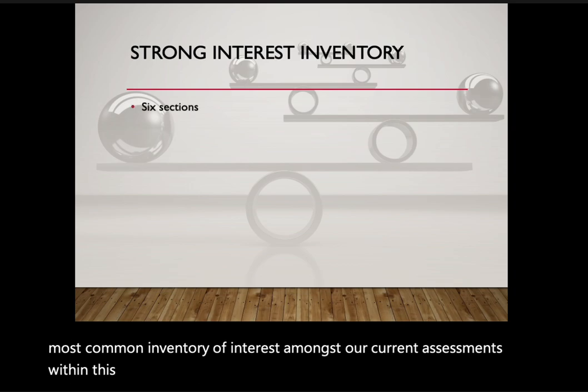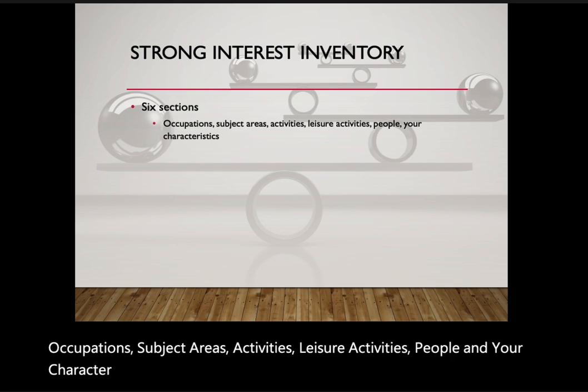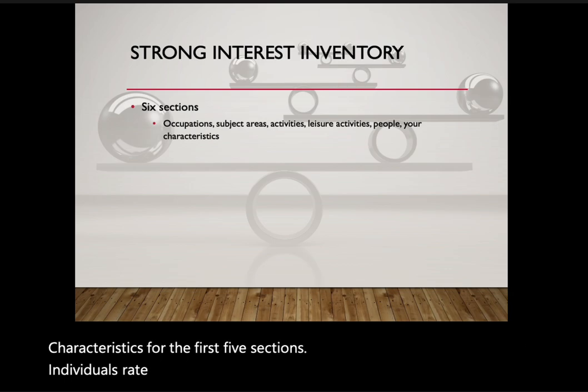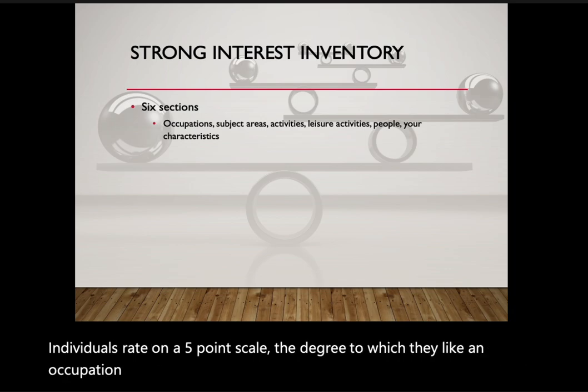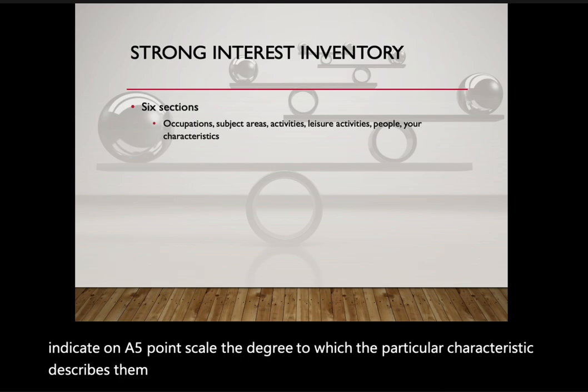Within the Strong, there are 6 sections, and those sections include occupations, subject areas, activities, leisure activities, people, and your characteristics. For the first 5 sections, individuals rate on a 5-point scale the degree to which they like an occupation, subject area, or activity. For the last section, individuals indicate on a 5-point scale the degree to which the particular characteristic describes them.